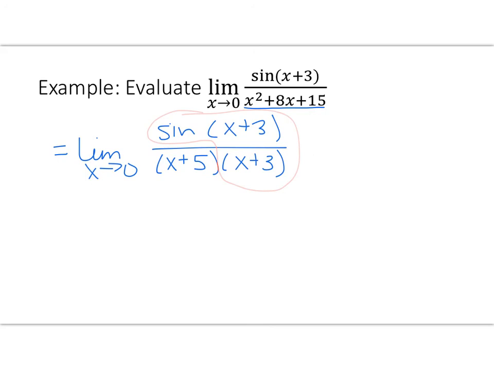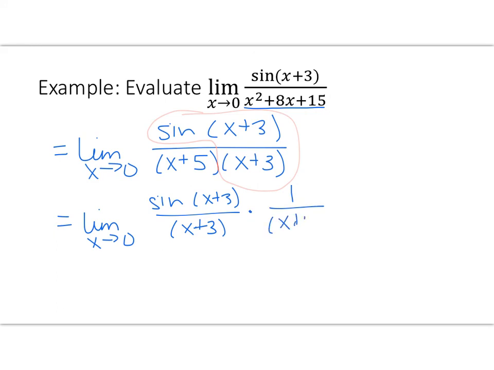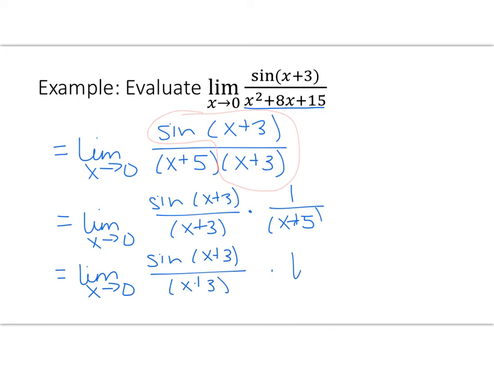So just to make this look a little bit easier to follow, I'm going to break this up. I'm going to say this is the limit as x approaches 0 of the sine of x plus 3 over x plus 3 times 1 over x plus 5. So again, using my limit laws, I'm going to rewrite this as two limits, the product of each. So I have the limit as x approaches 0 of sine of x plus 3 over x plus 3 times the limit as x approaches 0 of 1 over x plus 5.